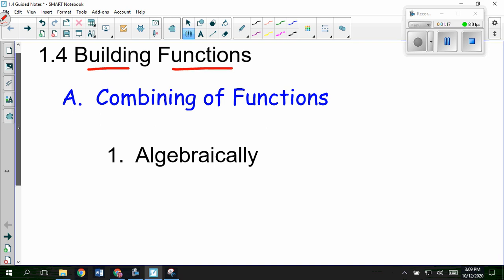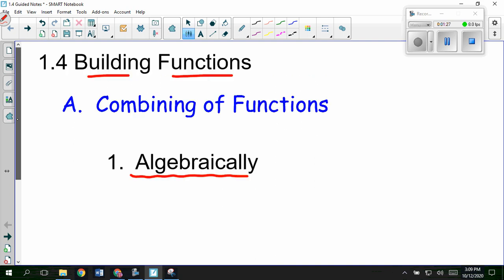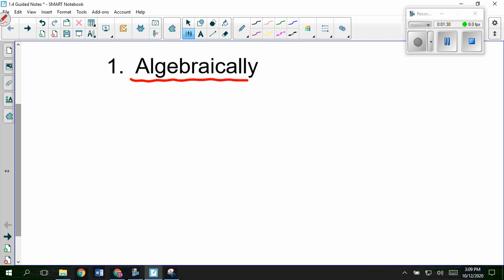One of the ways for us to do that is to combine our functions in an algebraic way. So our first section here, combining algebraically, consists typically of adding, subtracting, multiplying, dividing, taking a basic function and combining it in several different ways. Our notation when we combine things algebraically is a very simplistic way of writing functions, where we have an addition of two functions, f plus g of x.